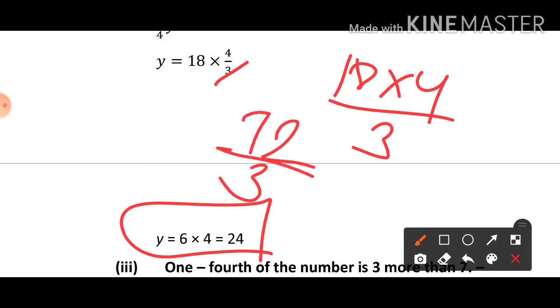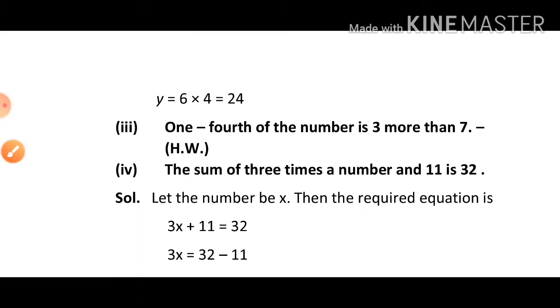So 72 upon 3 is equal to 24 only. So y is equal to 24, or the unknown number is 24 here. Like this you have to solve the third one. Then see the fourth one.